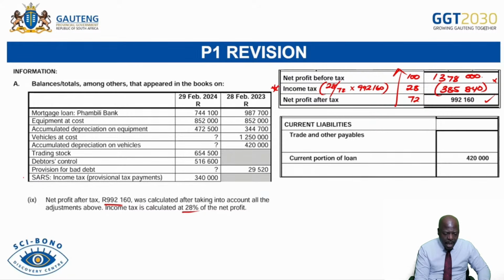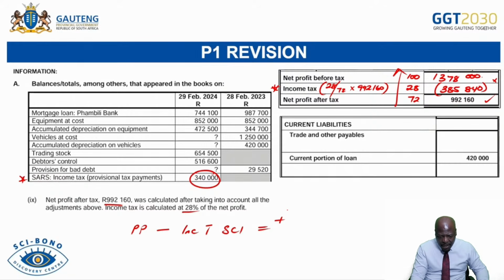Once we are here, we should do the same again. Our provisional tax payments were 340 when we should have paid 385. We must still pay because our provisional tax payments are less. Another formula which can assist you is to take your provisional payments and subtract your income tax amount in the statement of comprehensive income, and then trust the sign. If it is a plus, it means trade and other receivables. If it is a minus, it is trade and other payables.